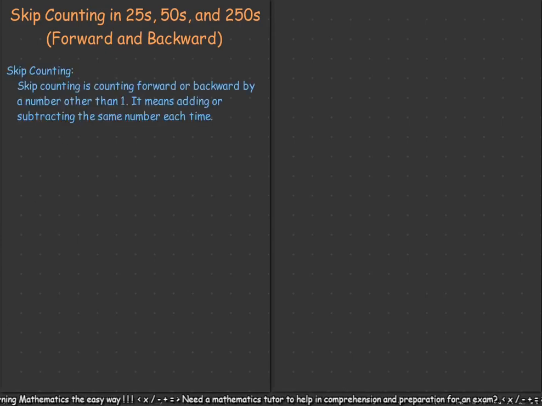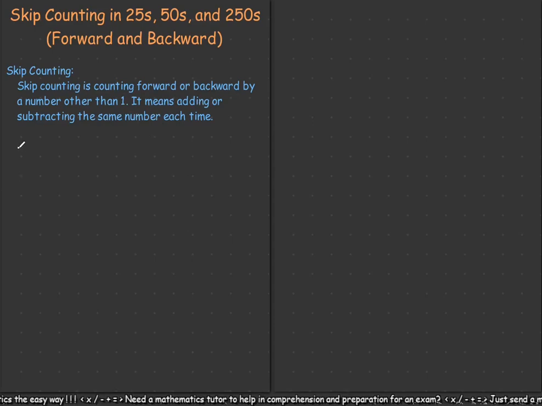So talking of skip counting, let's look at what it means. When we say we are skip counting, it simply means you are counting forward or backwards by a number other than 1. If you are counting forward or backwards by any other number apart from 1, then we say we are skip counting. It means adding or subtracting the same number each time.